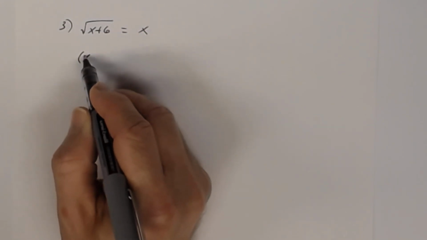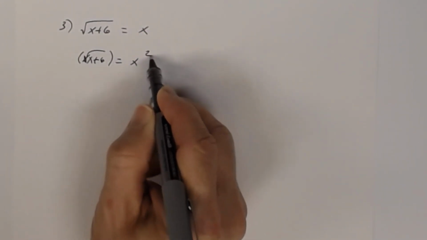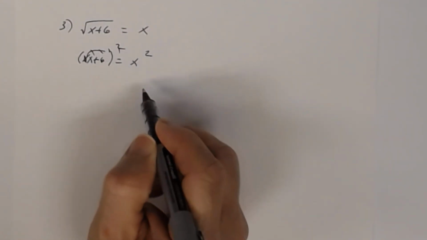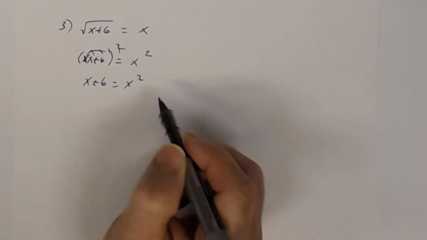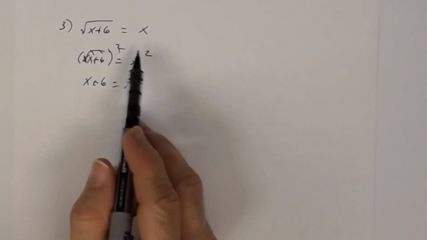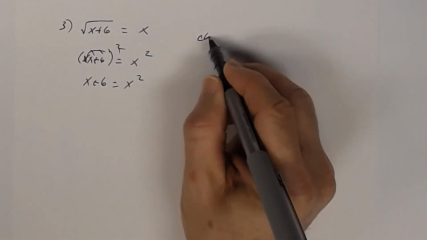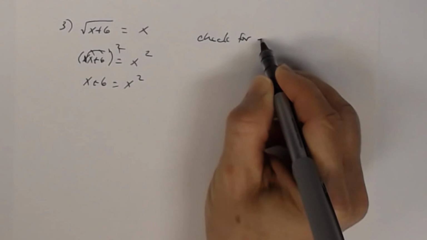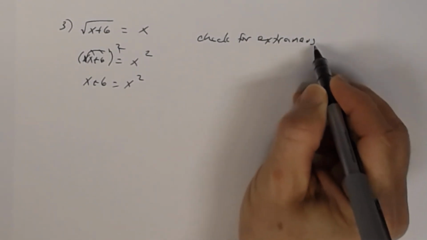And so when I do that, I'm going to rewrite this over. The square and the square root undo each other, and so I get x plus 6 equal x squared. Notice this is a quadratic equation. Also notice I raised both sides to an even power, so I will have to check for extraneous solutions.